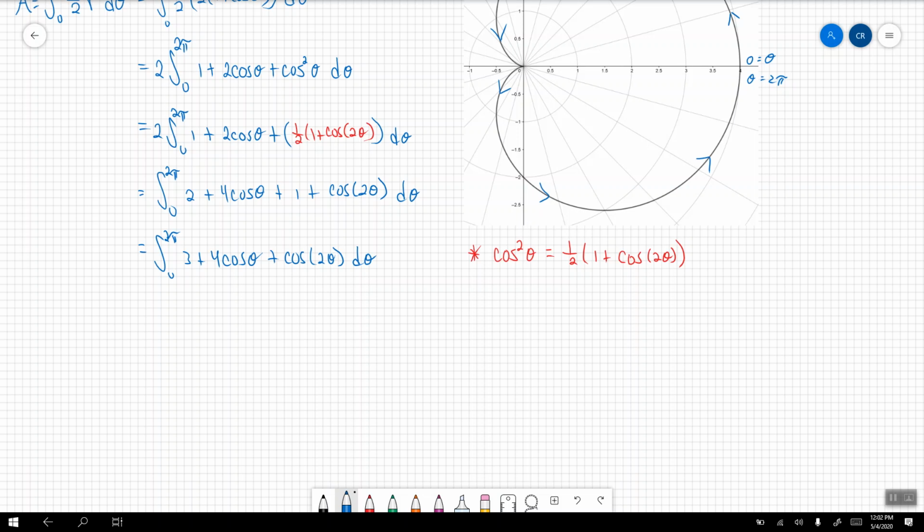So what we're going to do now is we're just going to go through our integration techniques. So we're going to integrate 3 with respect to theta. Well, 3 with respect to theta, that's just going to be 3 theta. We're going to integrate 4 cosine of theta. The antiderivative for 4 cosine of theta is just going to be 4 sine of theta. And then we need an antiderivative for cosine of 2 theta. That's going to be 1/2 multiplied by sine of 2 theta. And we're going to evaluate this from 0 to 2 pi.